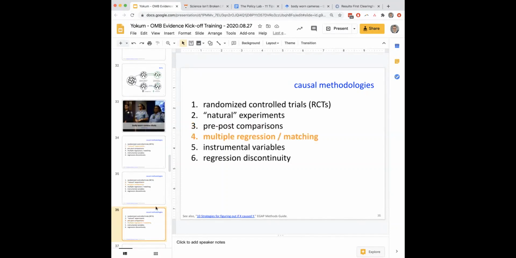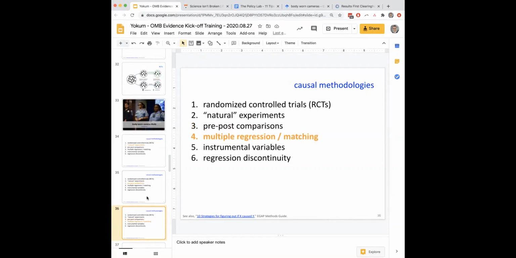And then the last one I was going to say just a half second about is regression. This is actually one of the most common types of studies that you're likely to encounter.